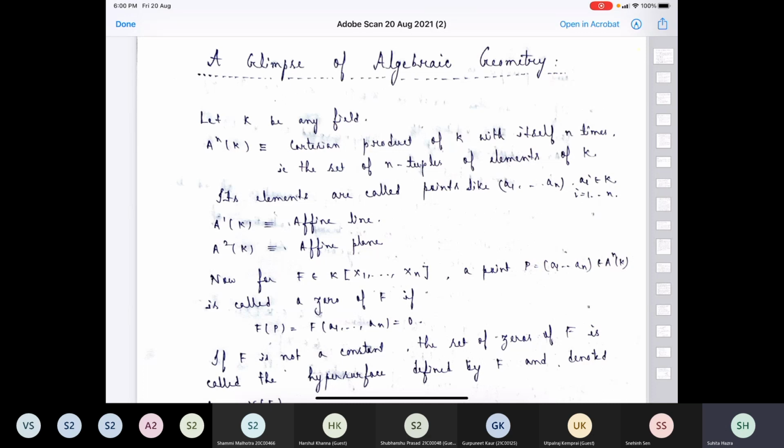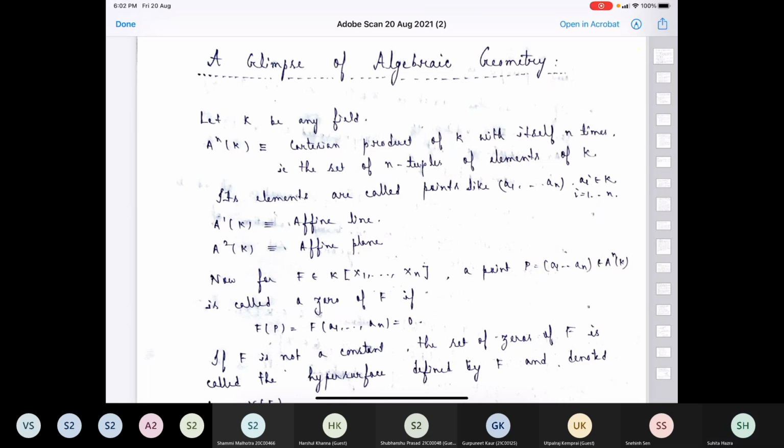So K is a field. Mostly, after some time, I will say that we use the algebraically closed field, but for this scenario it's okay for any field. So I will say when it is required to have the algebraic closedness property. So K is any field, and by A^n(K) I have denoted the Cartesian product of K with itself n times. Any element of A^n(K) is just an n-tuple where each entry is from the field K. That is, the points look like (a1, a2, ..., an), where ai is from K. So very clearly A^1(K) is the affine line, A^2(K) is the affine plane. Later on we just remove the field K and just write A^n.